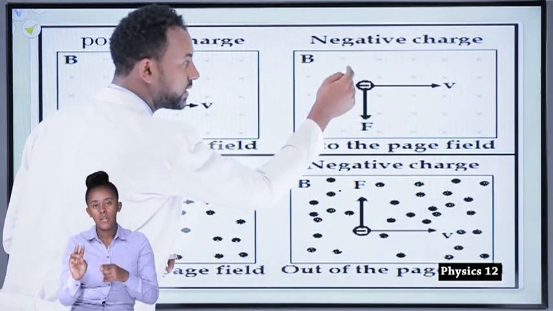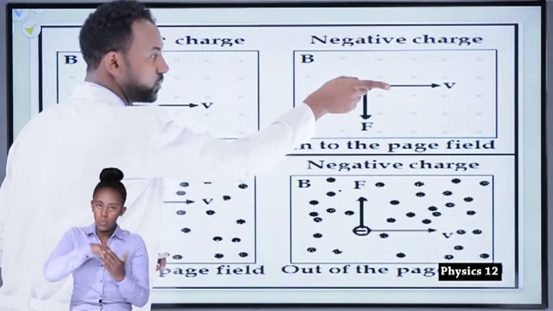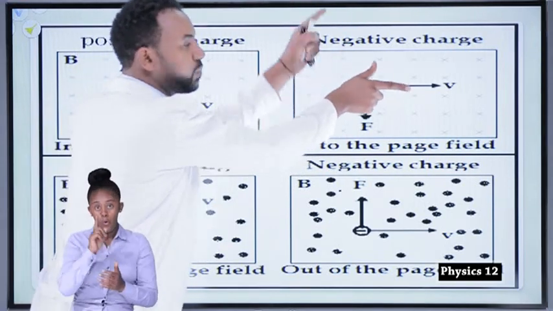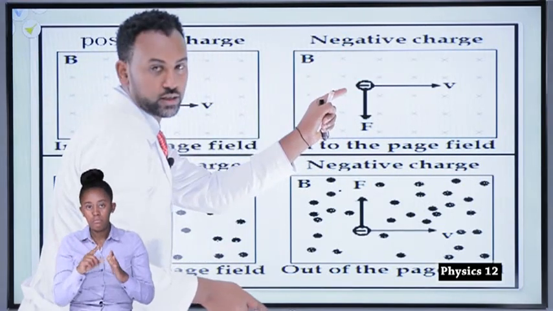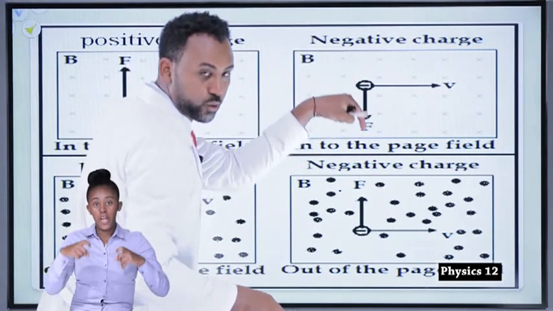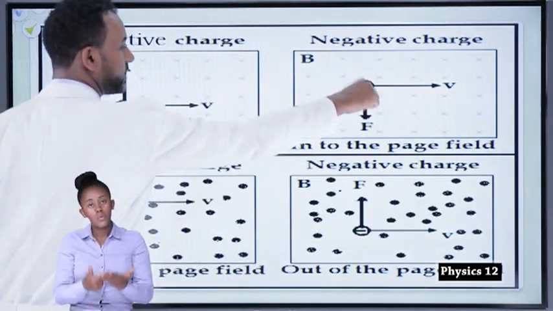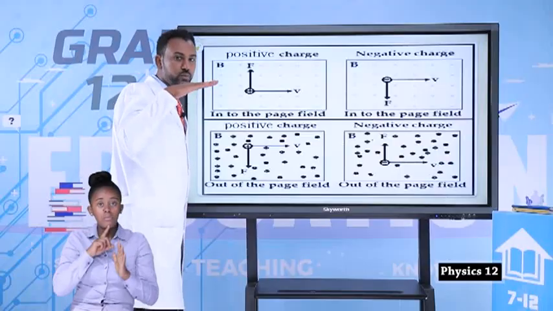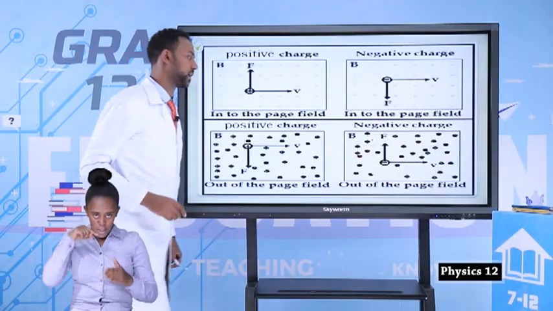The magnetic field is still acting into the page, so your force indicates upward. But it doesn't mean upward, because it's a negative charge. Therefore, the result is downward. So the force exerted on the negative charge is downward. That means the charged body is moving gradually downward.